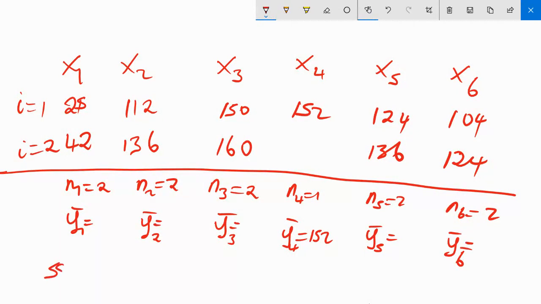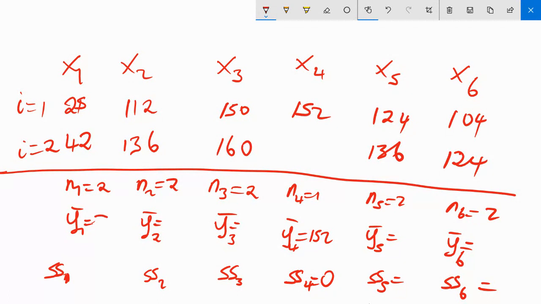And we need SS1, SS2, SS3, SS4. This is 0. We need SS5, SS6. What is Y bar 1? You add these two and divide by 2.